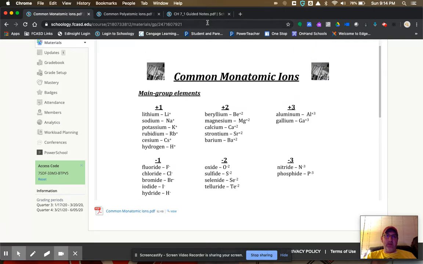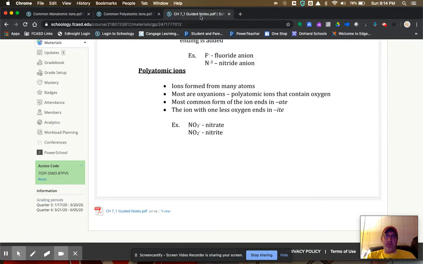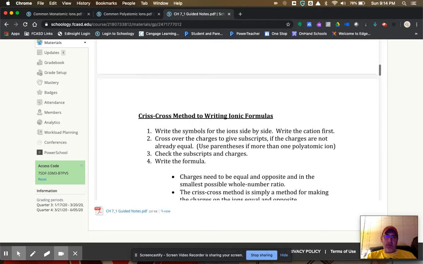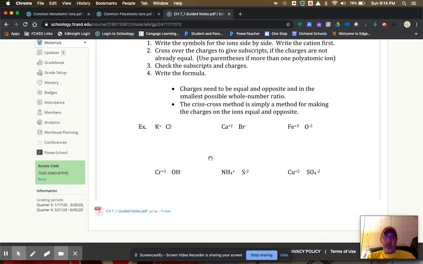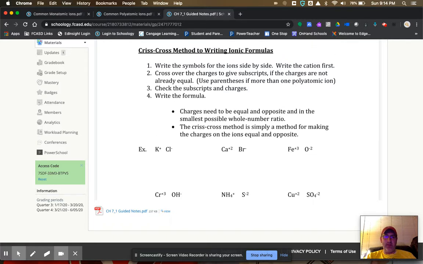Okay, so let's get back to our notes. All right, and we're going to go down to, here's our crisscross method again. These are the 3 examples that we did last class. Then we're going to work on these 3 down here, then do a couple of other examples. So it's the same method. It's just writing those symbols side by side with the charges, crossing over those charges to make them equal. If they're not already equal, you just write the 2 ions side by side.